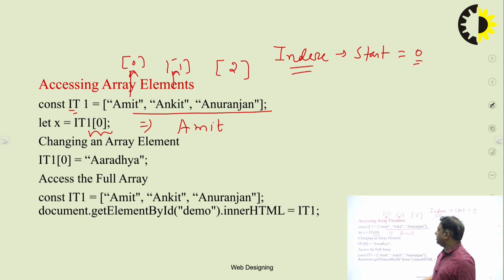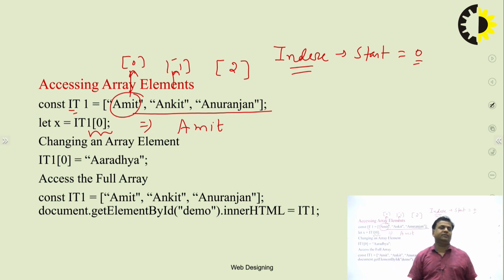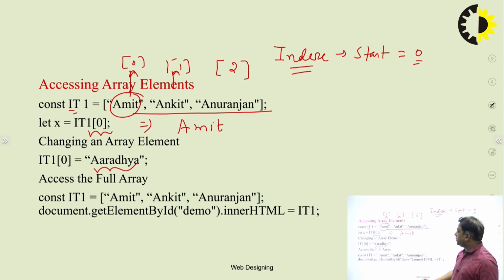Similarly, the opposite: suppose I want to change this element, meaning the index 0 element. I want to change it with a new element, so I write it1[0] and assign it the value Aradhya. So now the first element of this array will be Aradhya, right?